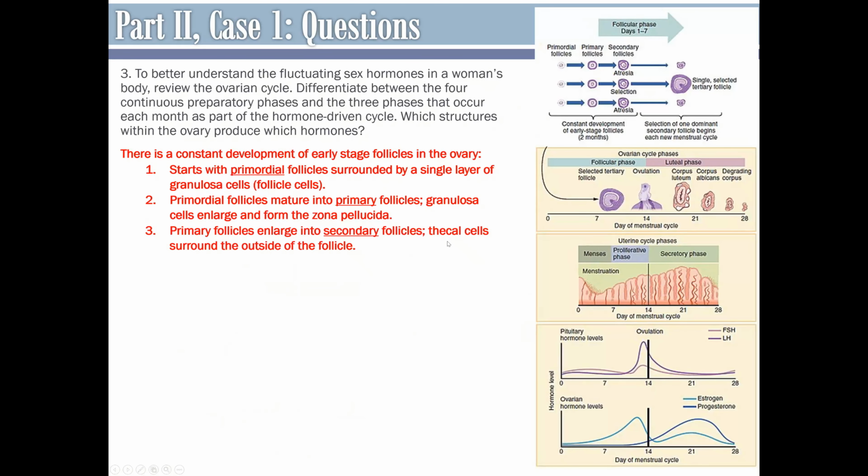And then the primary follicles are going to enlarge into secondary follicles. At this stage, you'll start to see thecal cells surrounding the outside of the follicle. And then secondary follicles will enlarge into tertiary follicles. And at this stage, you start to get follicular fluid accumulating to form the antrum.